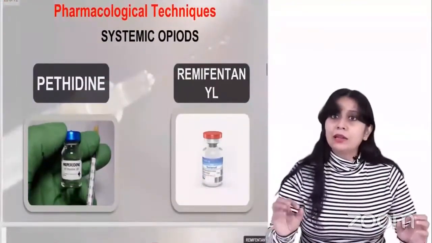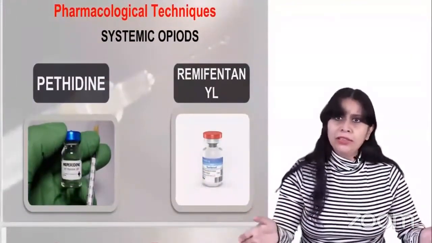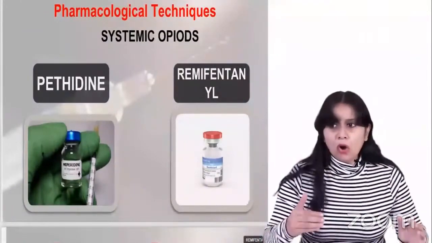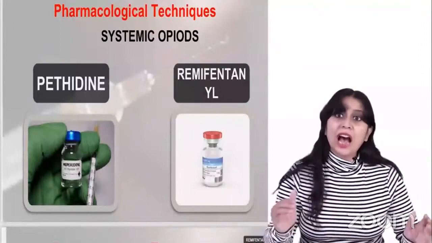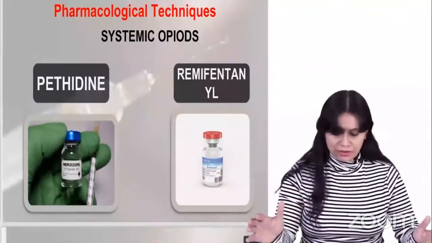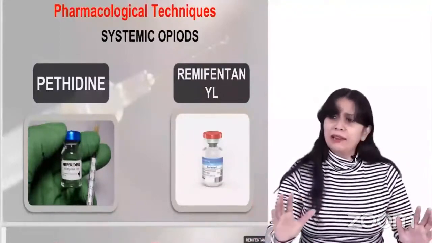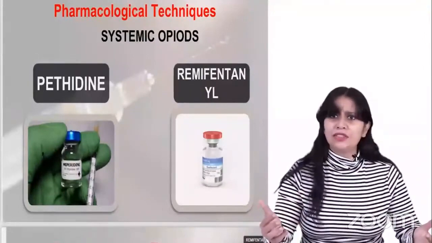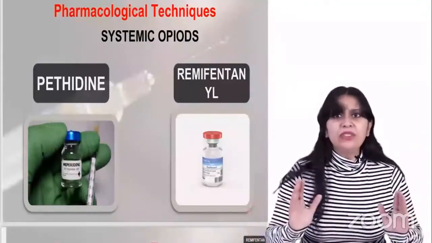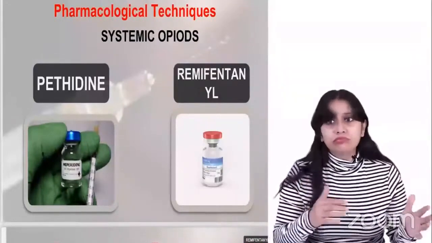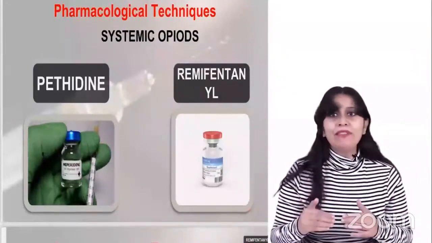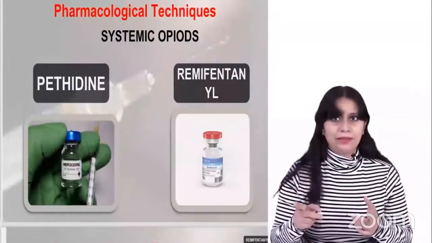Coming to the IV, mostly opioids, and in the long run pethidine ruled labor analgesia. IM pethidine ruled labor analgesia. We have used a lot of opioids actually, but I would just touch on the two main ones: pethidine, the oldest and one of the commonest, and remifentanil, the latest and best.